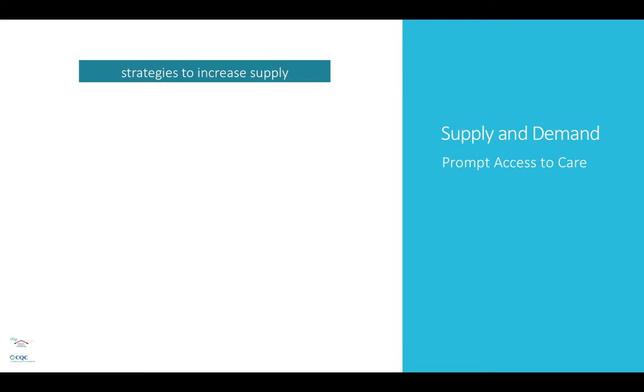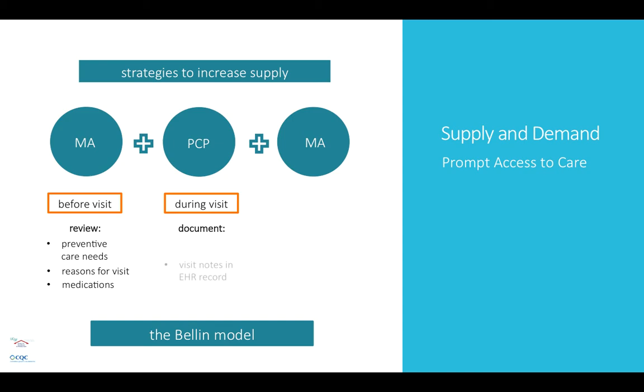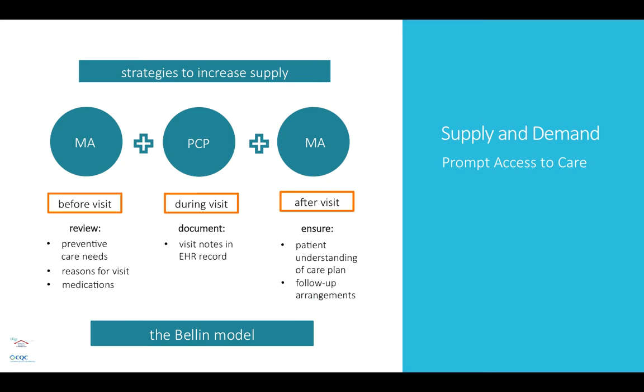Another emerging model of care, popularized by Bellin Health, increases clinic capacity by assigning 2 medical assistants to each clinician. Medical assistants meet with the patient before the visit to review their preventive care needs, their reasons for the visit, and their medications. They stay in the room during the visit to document the visits in the electronic health record. Then they stay after the clinician leaves to ensure that the patient can describe the care plan in their own words and to make any needed follow-up arrangements.